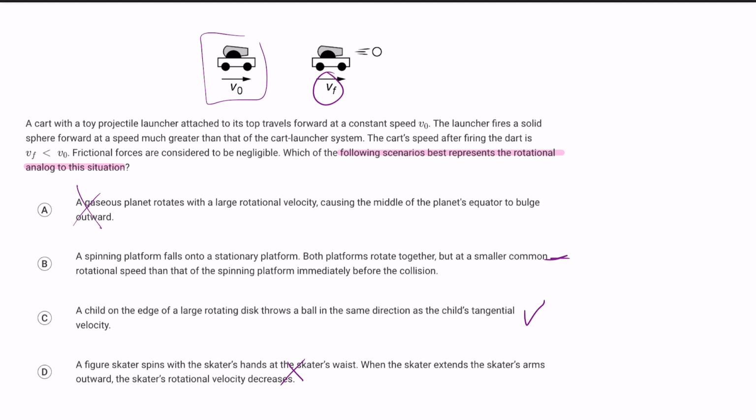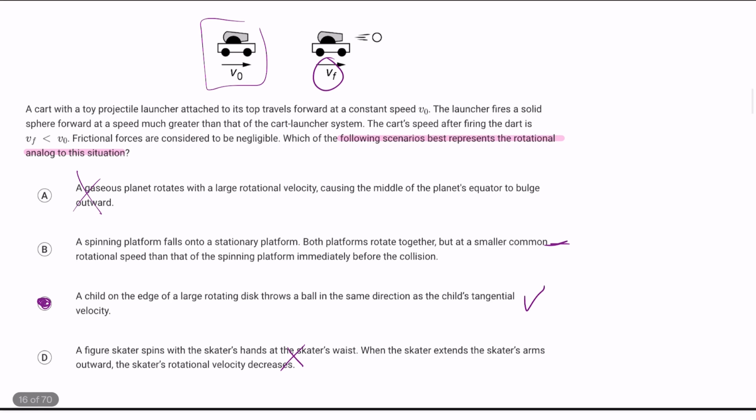C is going to be my answer choice here because a child on the edge of a large rotating disc throws a projectile in the same tangential direction of the child's tangential velocity at that point. We know that there's going to be an equal and opposite force back on the child, which will result in the velocity of the spinning disc slowing down. So we're going to go with C because that's basically the same thing as what's going on in our linear problem up here, just in a rotational sense.